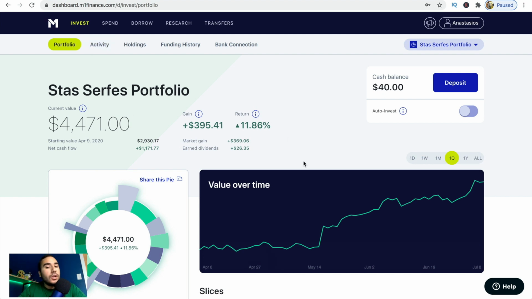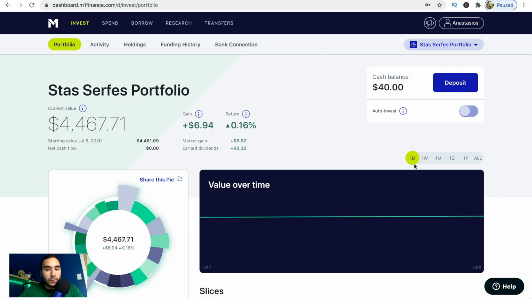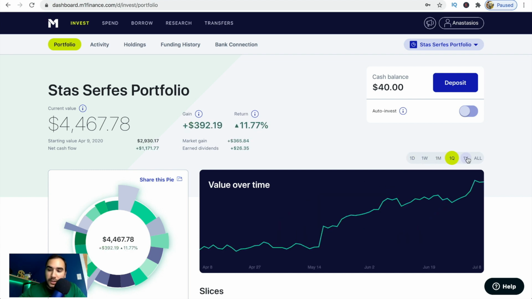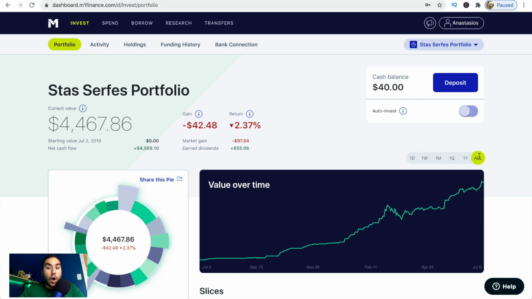You have your gain, your return, your market gain in terms of how much the stocks have gone up in their share price, and you have your earned dividends, which means, okay, how many dividends have you received from your companies, at least from the companies that actually pay dividends? Then over here, you can sift through your portfolio from the daily view, the weekly view, the monthly view, the quarterly, the yearly, and the all-time of the portfolio, so you can see different ranges of time to see how your portfolio has performed.